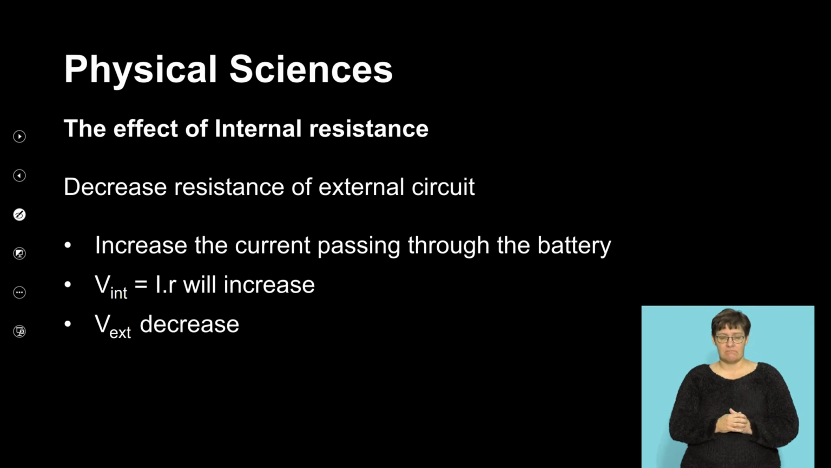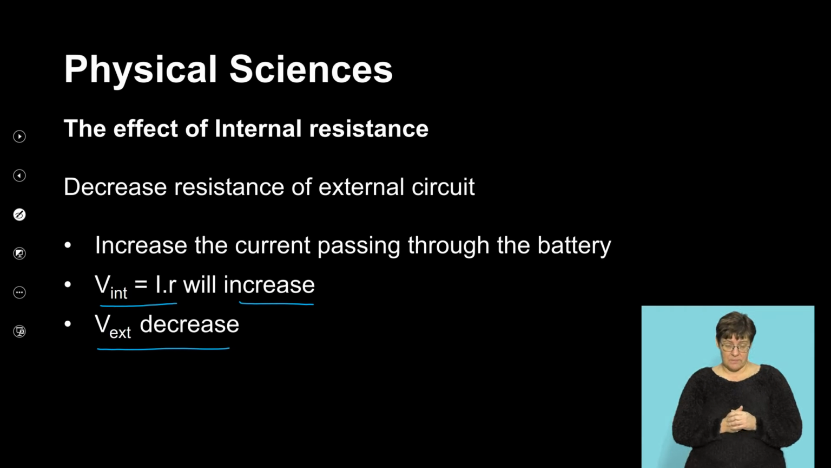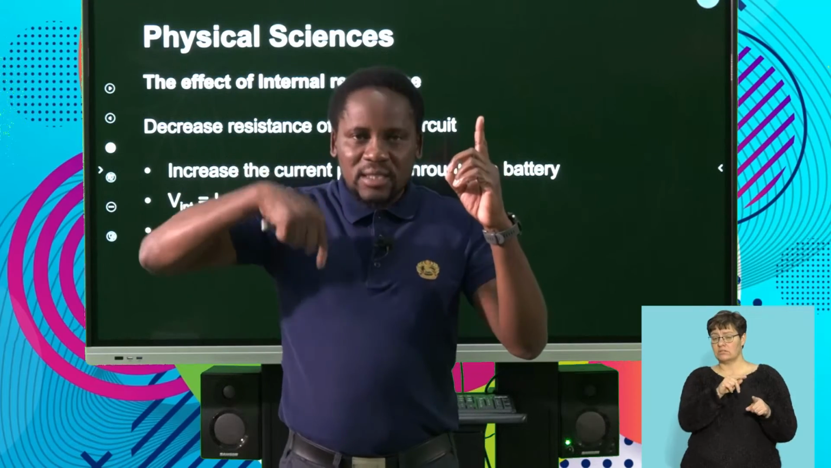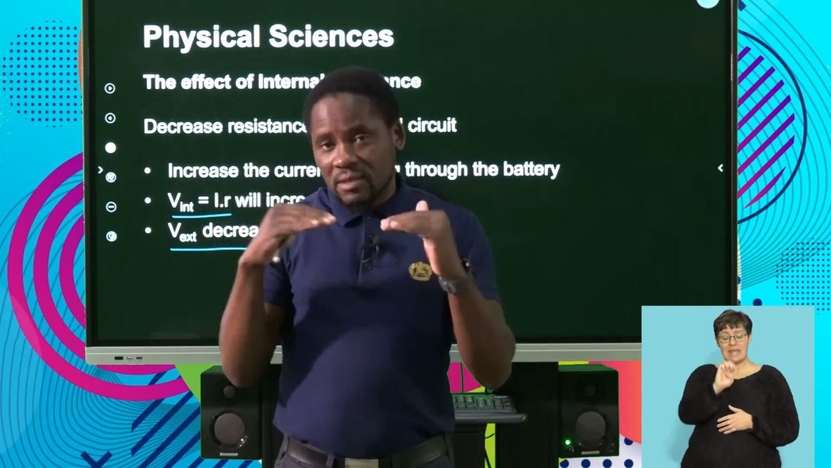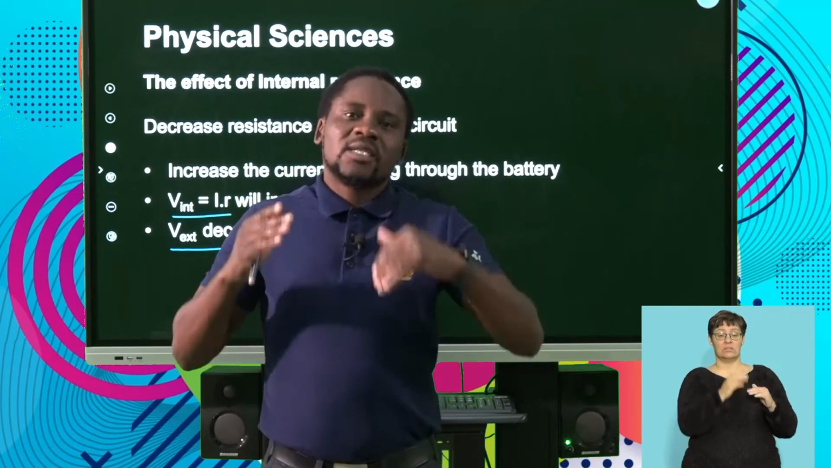Now, a decrease in resistance of the external circuit will increase the current passing through the battery. So the lost volts, or V internal, will increase while the external voltage decreases. We get to a point where we appreciate that an increase in lost volts results in a decrease in external voltage, because E, the EMF, must remain constant. So the opposite is true: if the lost volts decrease, V external must increase.